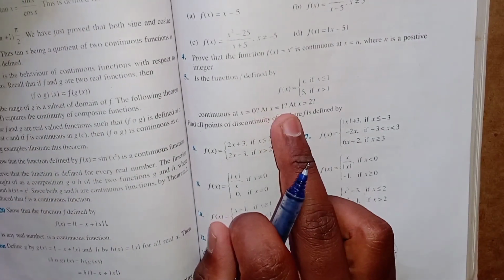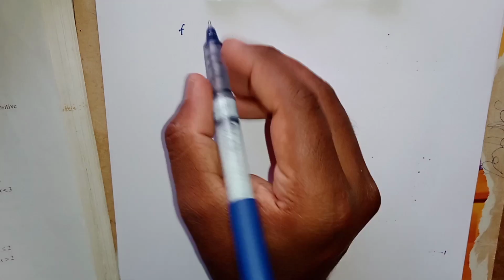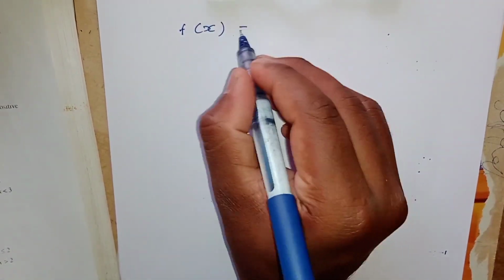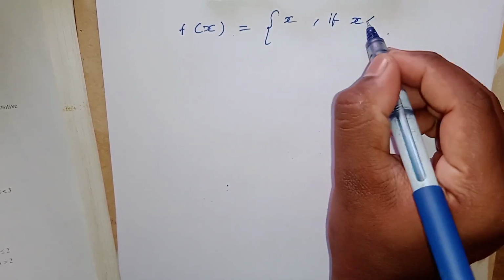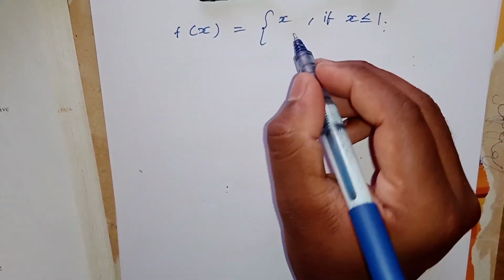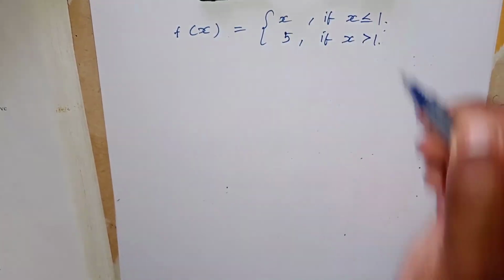Okay, next at x is equal to 1, here you should find. Now at x is equal to 1, the given function f of x equal to x if x less than or equal to 1, 5 if x greater than 1.